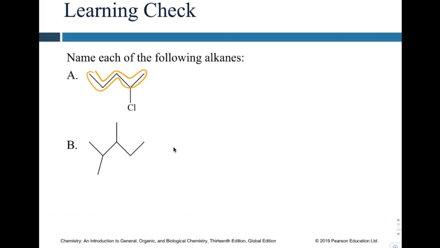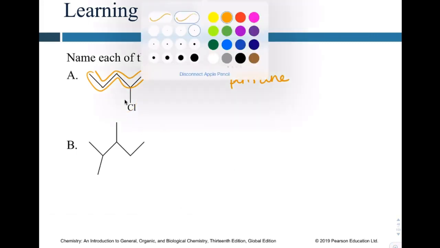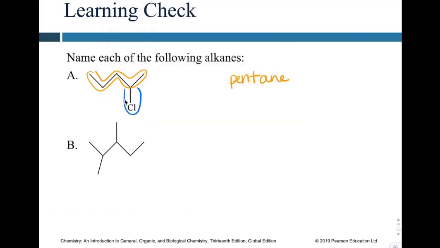So this is going to be all single bonds. How many carbons were there? 1, 2, 3, 4, 5. So this is a pentane. And do you have any side chains? I got one side chain here. This one side chain is called chloro. What carbon is it hanging off of? Now I got some options. I can count the carbon chlorine's hanging off of as 1, 2, 3, 4, 5, so 4.